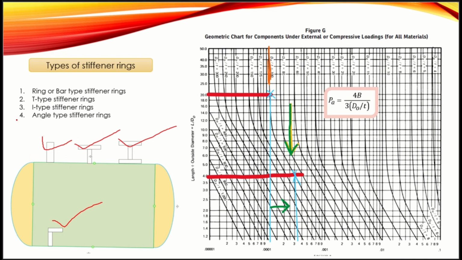Which stiffener rings do we generally use? How do we choose which stiffener ring, which shape, is better for our pressure vessel? Which type of stiffener ring will be selected? If you know the answer, then comment your answer in the comment section. In the next lecture, we will see which type is better to use, with calculations.